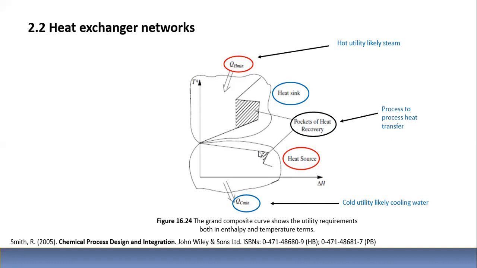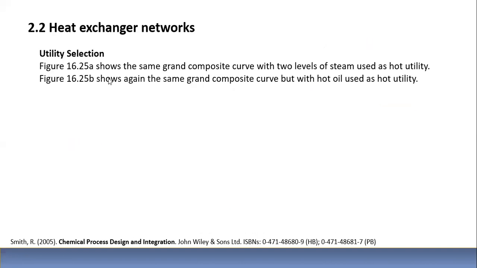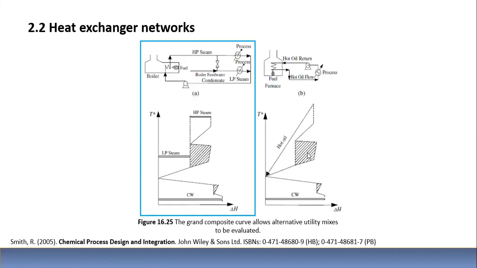Entonces actúa como heat source. Aquí hay, pues, se dice bolsillos de energía recuperada, heat recovery, bolsillos de energía que se pueden utilizar para interacción de proceso a proceso. Y el punto pinch. Figure 16.25A shows the same grand composite curve with the two levels of steam used as hot utility. Figure 16.25B shows again the same grand composite curve with hot oil used as hot utility.